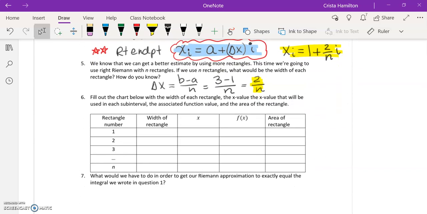All right, so now coming down here, working towards this more general formula, our equal widths of the rectangles are going to be 2 over n for each of those, all the way down to 2 over n.